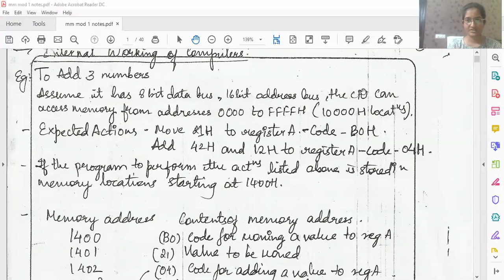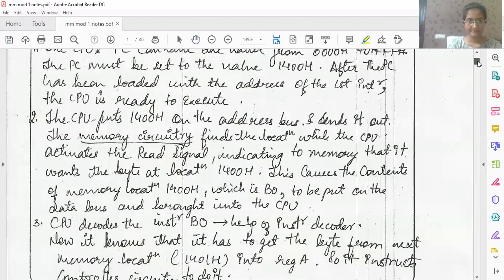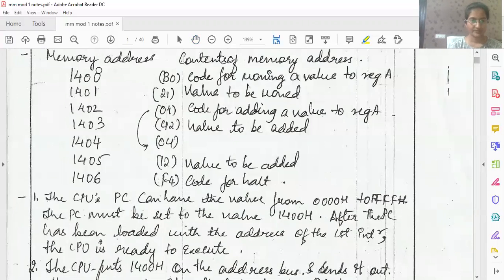Now here, as you can see, 1400 B0. What is B0? Move 21H to register A. B0 is the opcode used in order to move 21H to register A, right? Then next is the data, all right? So that is the opcode, and next is the immediate data.